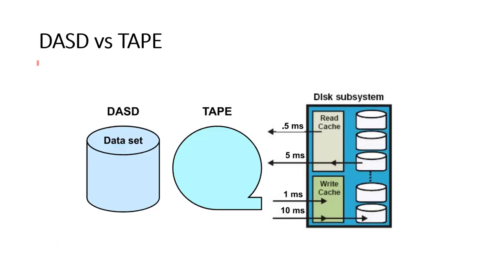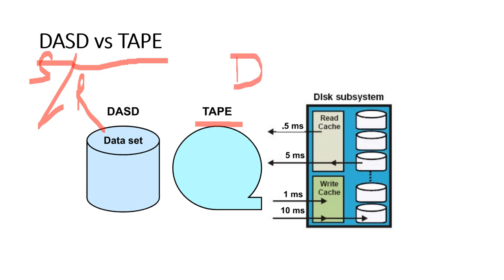Now we are going to discuss DASD versus tape. We need to understand the difference between DASD and tape. In the z/OS environment, there are many different types of storage media for storing datasets. The two most commonly used are disk and tape, because they can be accessed either sequentially or randomly. When we talk about tape, tape can only be accessed sequentially. You already know, a sequential dataset can be stored on both DASD and tape, and PDS and VSAM datasets are generally stored on DASD.